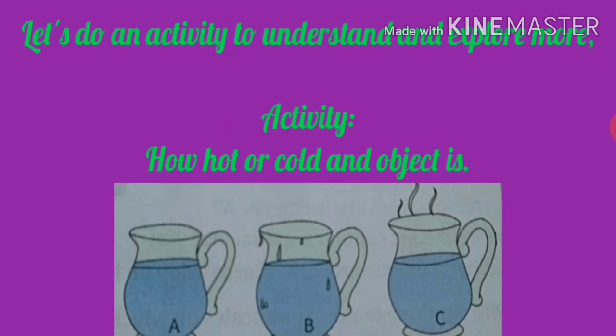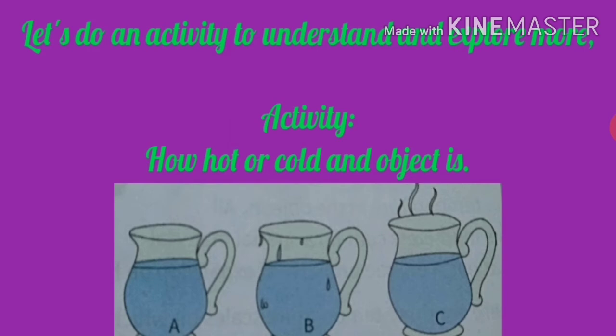Now let's do this activity. Keep all the tumblers, all 3 tumblers, in a room and mark A, B and C on them. So really it is very easy. You have to keep all 3 tumblers in a room and, with the help of the marker pen, mark them A, B and C.